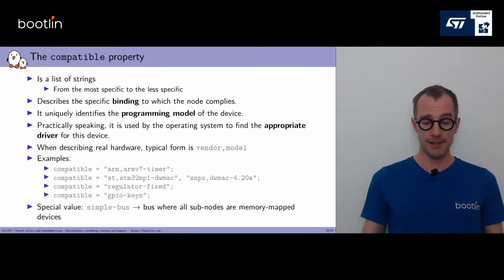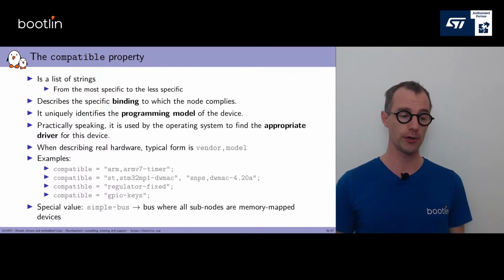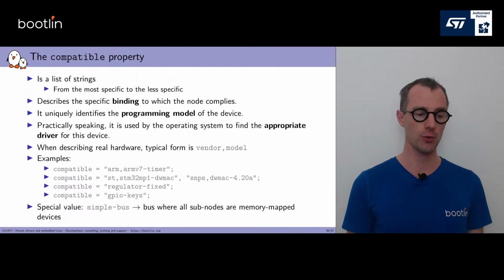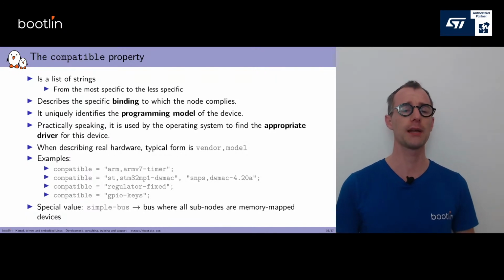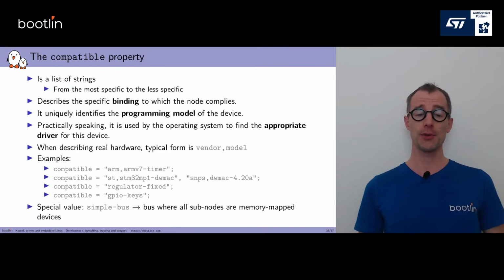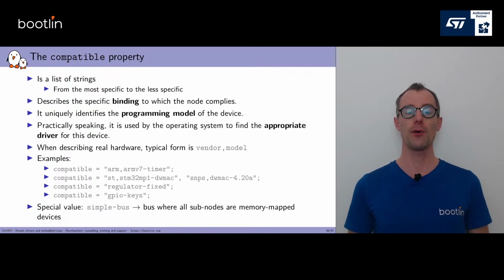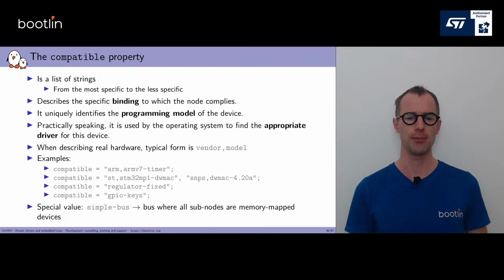So with that said, it's good to have a look at a number of really important standard device tree properties. And the one we're going to start with is probably the most important of all, the compatible property, which we have already encountered in the many examples before, but we need to define more precisely what it means and what it is used for. So first of all, from a syntax point of view, it is a list of strings, and they should be from the most specific to the less specific. And I'll get to that in the example.